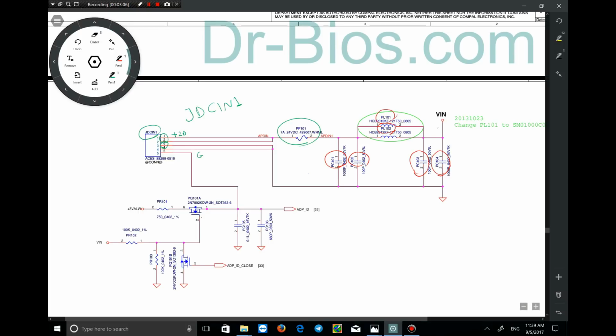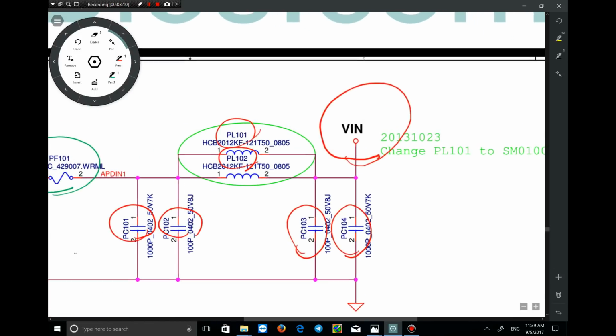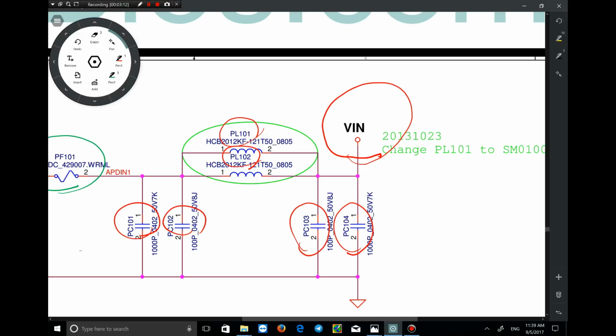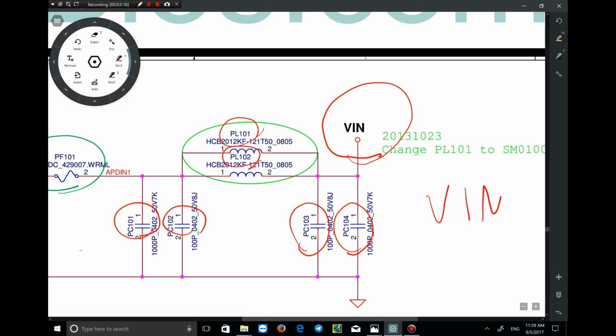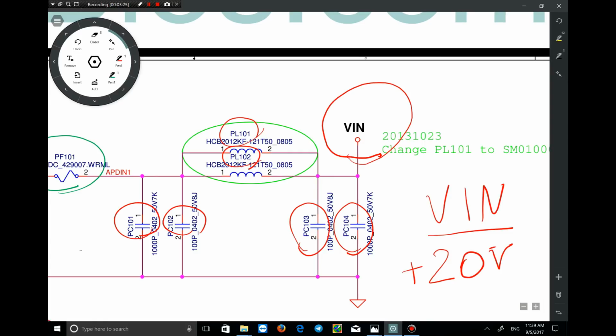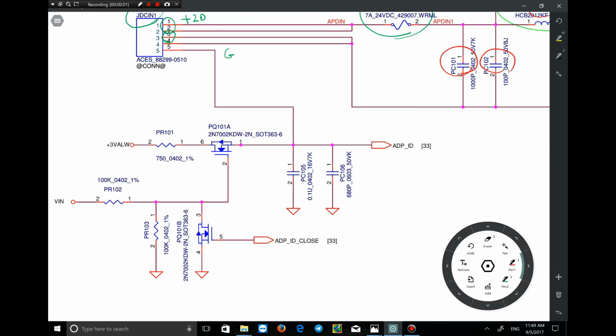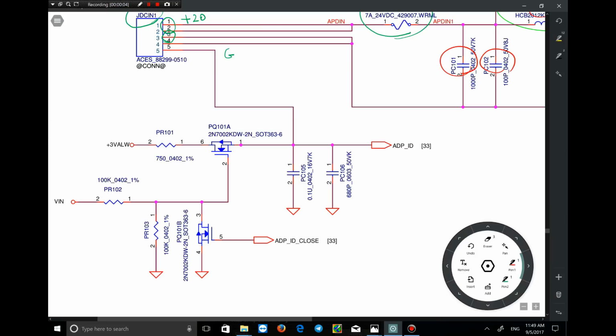So eventually VIN, the input voltage, as you can see in here, is provided in here. It is the 20 volt positive input of the adapter. I'll explain pin 5 now.